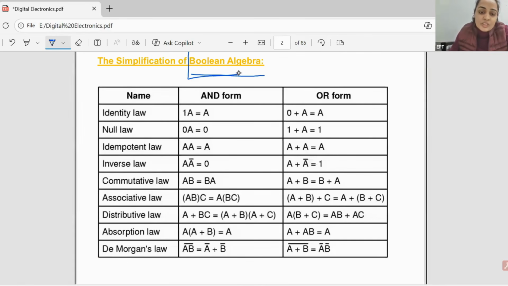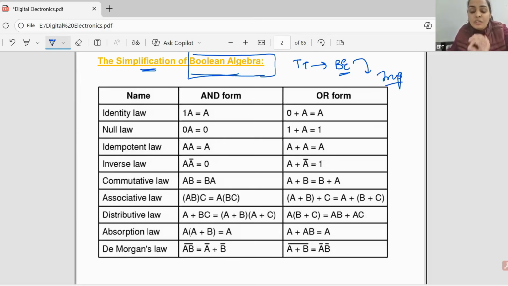So the question arises, why do we want to simplify this expression? Students, from the truth table you will write down the Boolean expression, and with the help of the Boolean expression you will implement the circuit. So our target is to use the minimum number of logic gates to implement a circuit, so that lots of advantages will be there. Area will be reduced, power dissipation will be less, cost will be less, and the speed will be more. That's why, to simplify the Boolean expression, these are the few laws that we can follow.